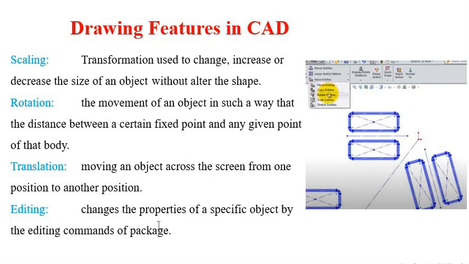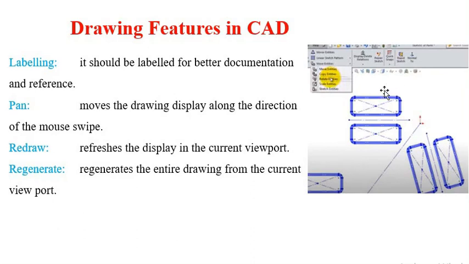Then the editing feature. Editing means changing the properties of a specific object by editing commands. We can edit this drawing very easily in this CAD package. Then labeling. It should be labeled for better documentation and reference. We can store the designed components very easily, and we can prepare documentation by plotting, using plotters and printers. Labeling is also available.